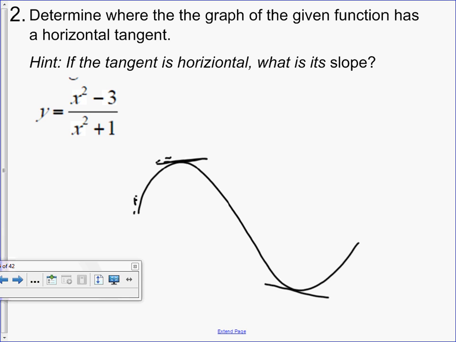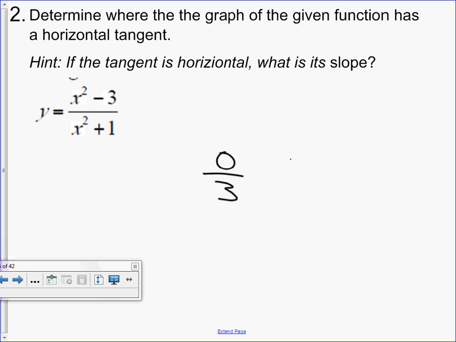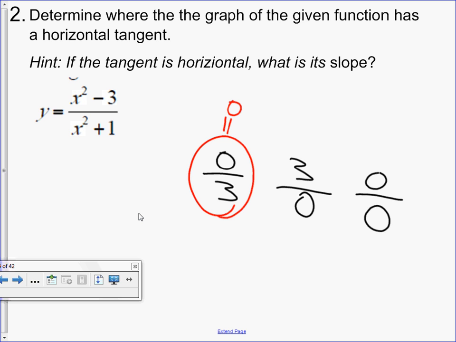Now, we're going to get the derivative, and we're going to set it equal to 0. But when we get the derivative of a quotient, what's that derivative going to look like? A fraction. So we're going to have to figure out when a fraction is 0. Which of these 3 fractions is 0? The first one. A fraction is equal to 0 only if the numerator is 0.